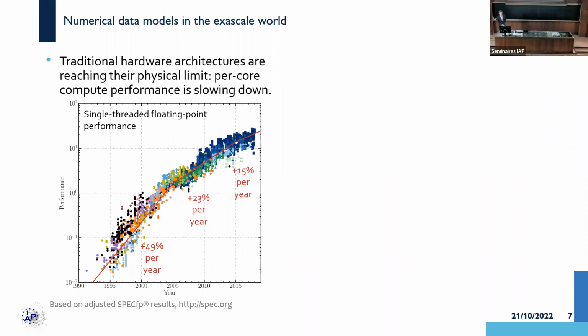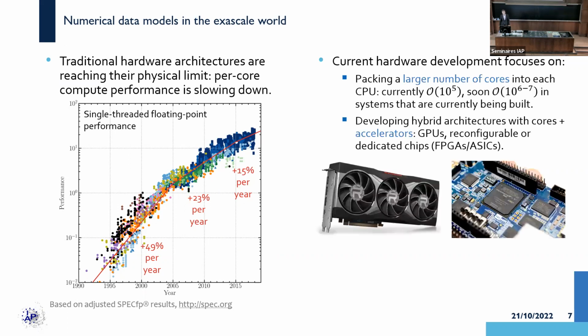happening with computer hardware. The thing is that traditional hardware architectures are reaching their physical limit. This is really linked to quantum mechanics, the properties of silicon, etc. That means essentially that per-core compute performance is now slowing down. It used to be very quick here. That's something known as Moore's law, and this has basically been plateauing for the last few years.